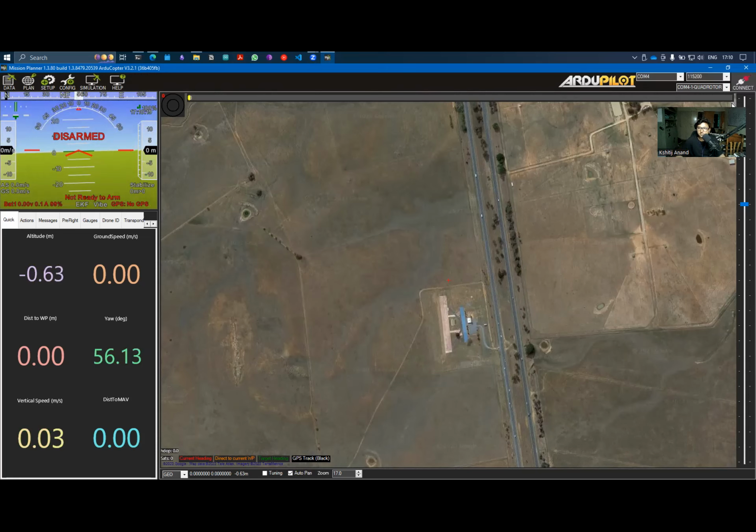You can load your software or your mission plan right from the beginning onto this board, and it will simply follow that mission plan. Or even if you are using RC control, you can parallelly also put in an RC control, and if you want to switch to manual mode from your pre-planned path, you can do that as well.